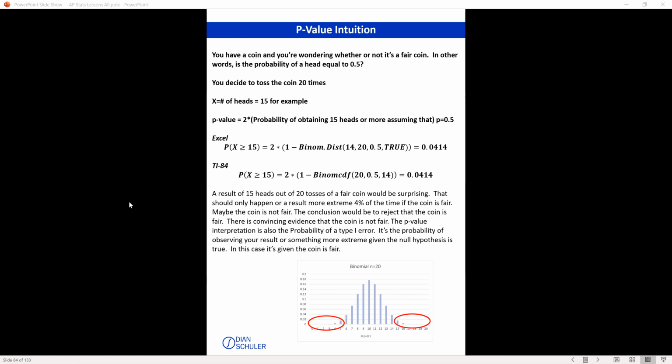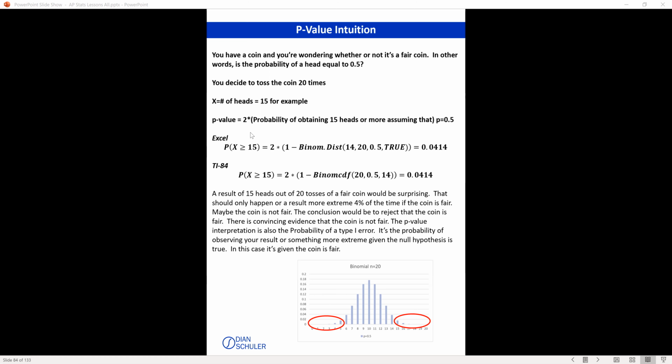So let's say you have a coin and you're wondering whether or not it's a fair coin. In other words, is the probability of a head equal to 0.5? So you decide to toss the coin 20 times. X is your random variable, which is the number of heads, and you get 15, for example.